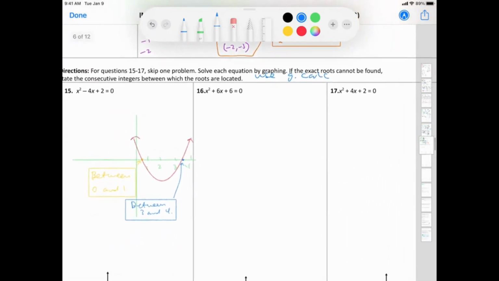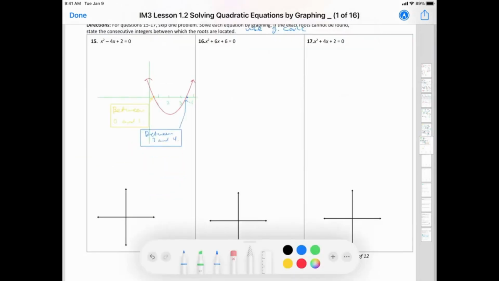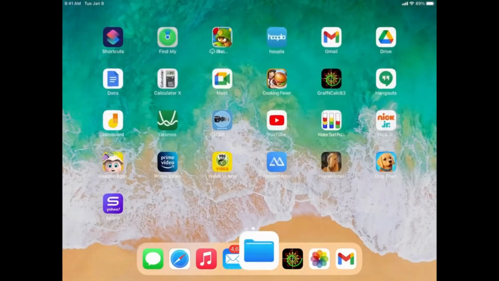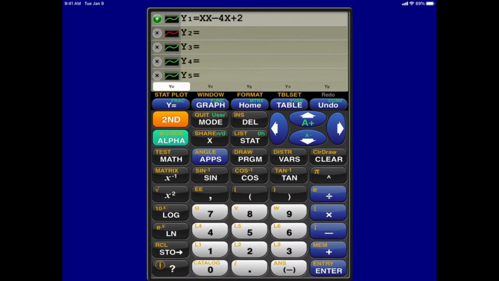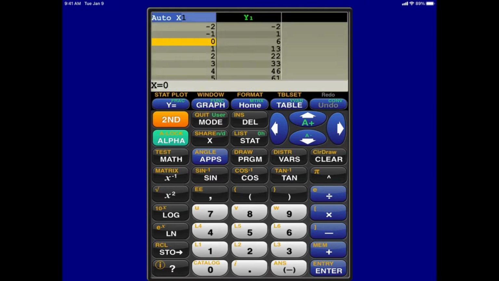All right, let's try number 16. All right, let's go over number 16. I said it was okay, just go into your graphing calculator. Y equals x squared plus 6x plus 6. Go ahead and press, if you want to see a table, press table.